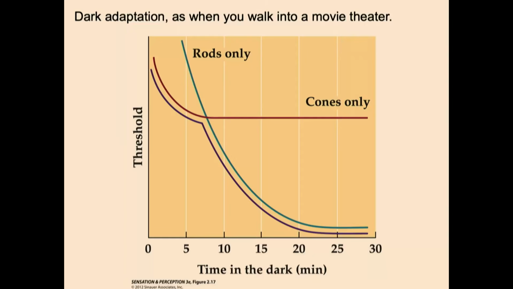Okay. Yeah? I might be misunderstanding, but can you go back? So in that one, why is the threshold of the rods higher than the cones for light?